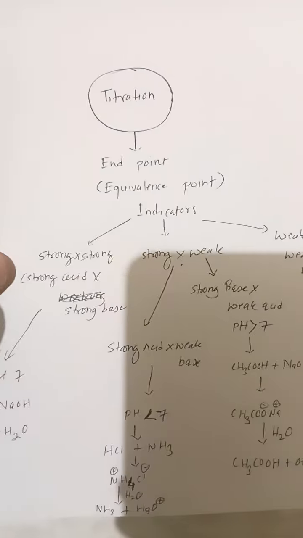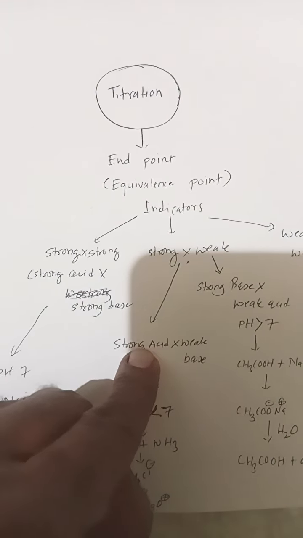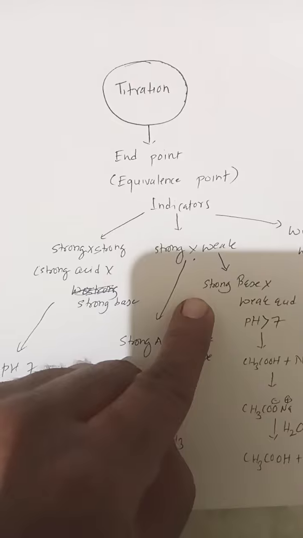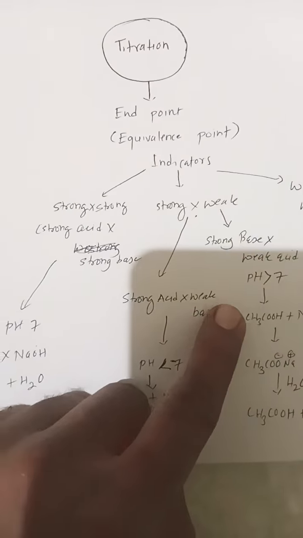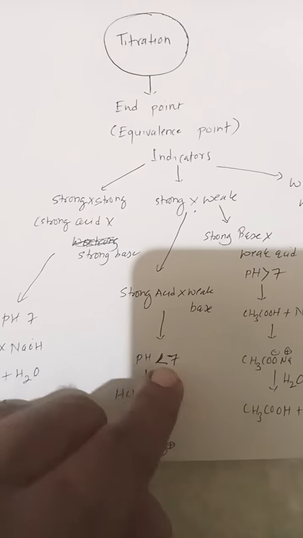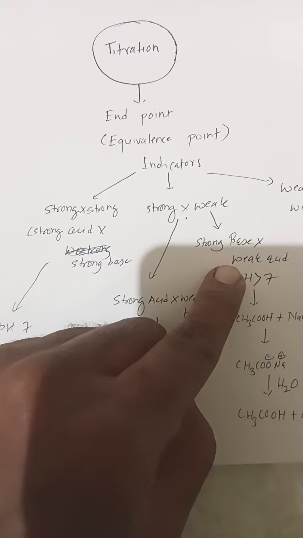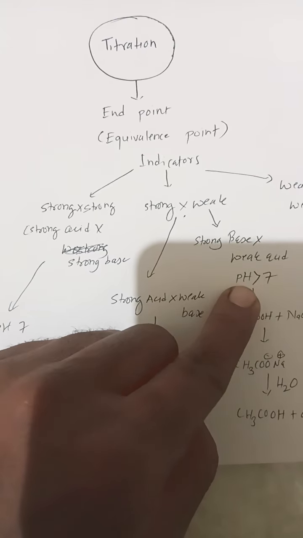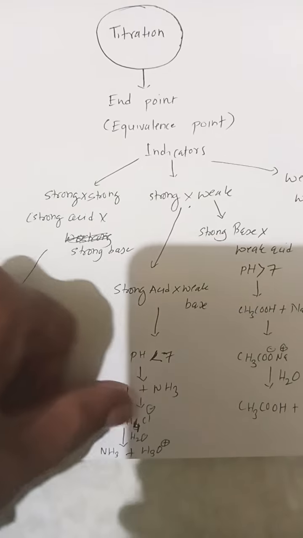But if we are using one strong and one weak, then it can be a strong acid and weak base, or it can be a strong base and weak acid. Interestingly, the equivalence point is not the same. If we are using a strong acid and weak base, the equivalence point is less than 7, and in the case of a strong base and weak acid, the equivalence point is more than 7. Why this is so is also very interesting.